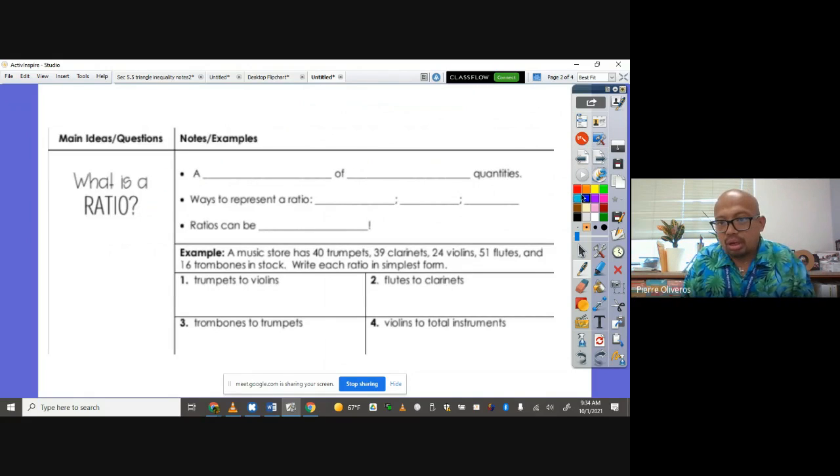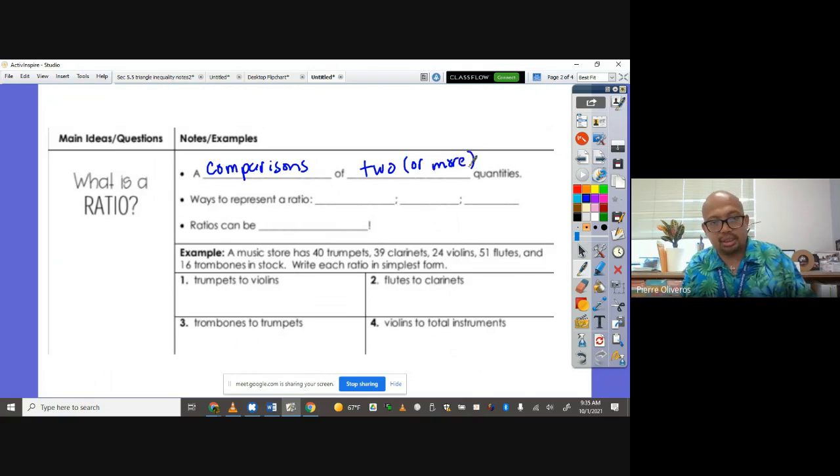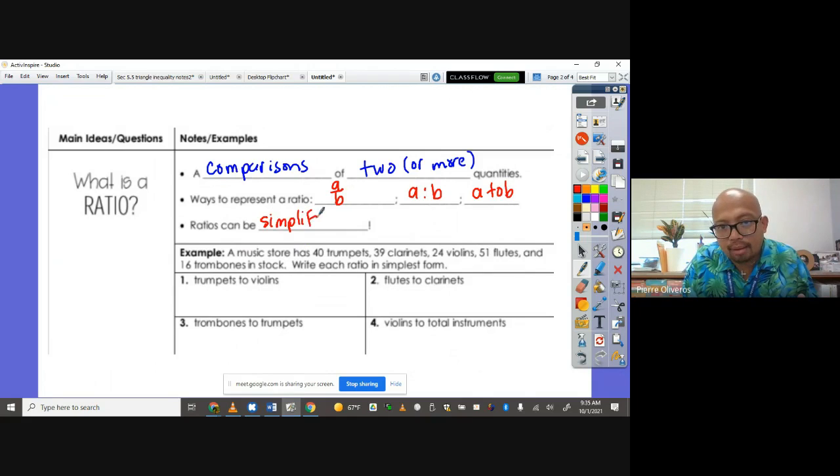So, what is a ratio? A ratio is a comparison of two or more quantities. There are several ways to represent a ratio. The most basic one that we all know is A divided by B. Just divide it, it's like a fraction. Or we can say A is to B, or A to B. Ratios can be simplified, and I would like you to understand that we have to simplify it all the time, to the simplest form.